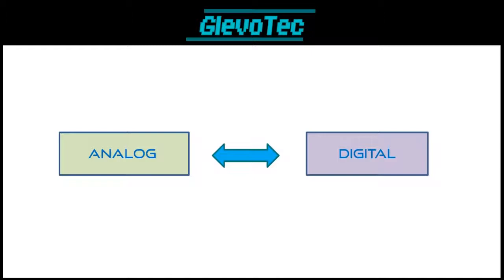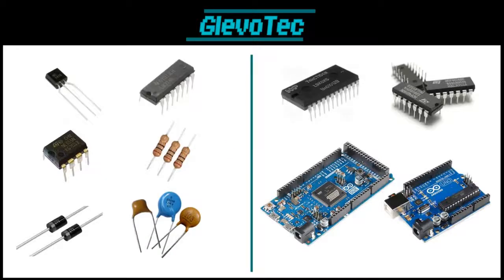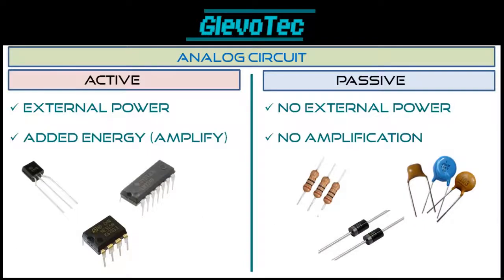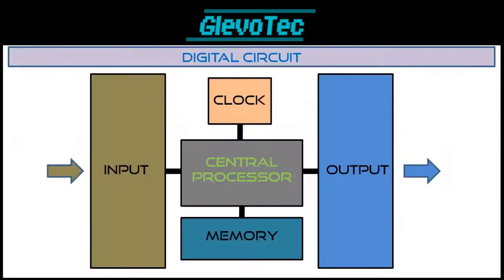In the previous video, part 3, we took a look at the difference between analog and digital approaches. More specifically, the components used. We saw the difference between active and passive components and the general buildup of a microcontroller.